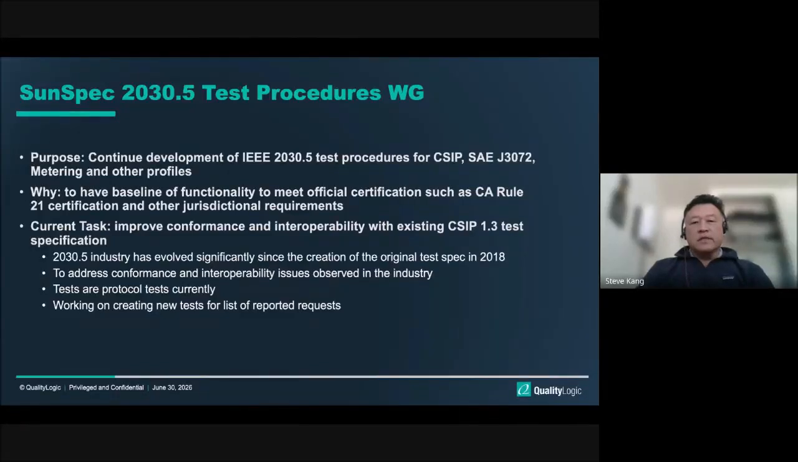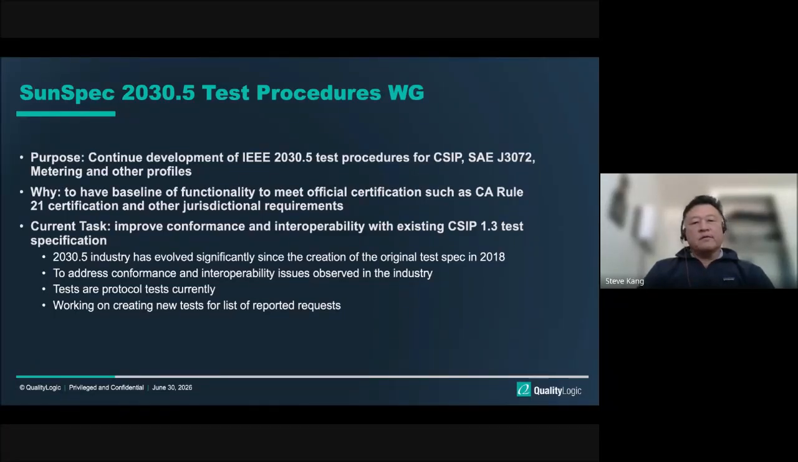In addition, the test procedure working group is responsible for updating and developing the test cases for the other profiles, such as metering, as well as SAE J3072, which is a V2G profile that Dylan will talk about later in this presentation. So we have already completed the metering test procedure along with the metering profile itself. So that's available from SunSpec Alliance for those of you interested.